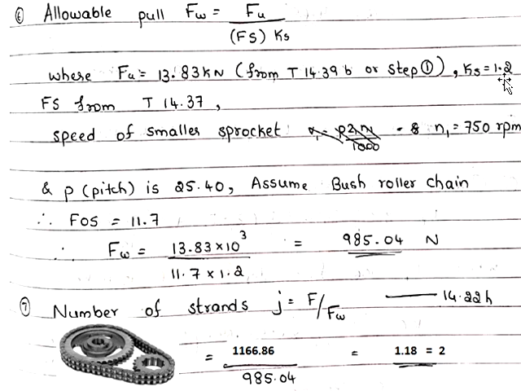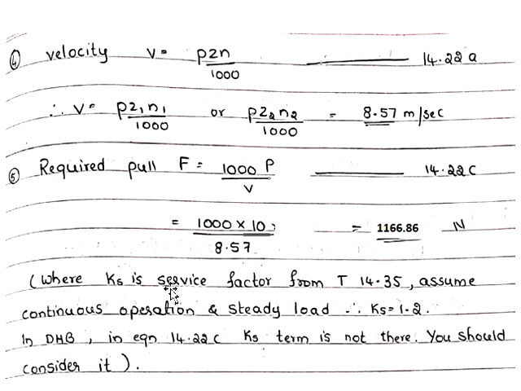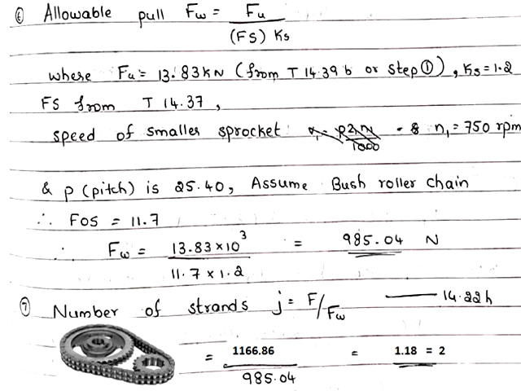Ks value is 1.2 and Fs is from table number 14.37. To find out the Ks value, Ks is the service factor, you can get it from table number 14.35. If the type of operation is not given, assume continuous operation and steady load. Therefore, you will get Ks value as 1.2. So substitute Ks value as 1.2. And the Fs value you will get from table number 14.37.